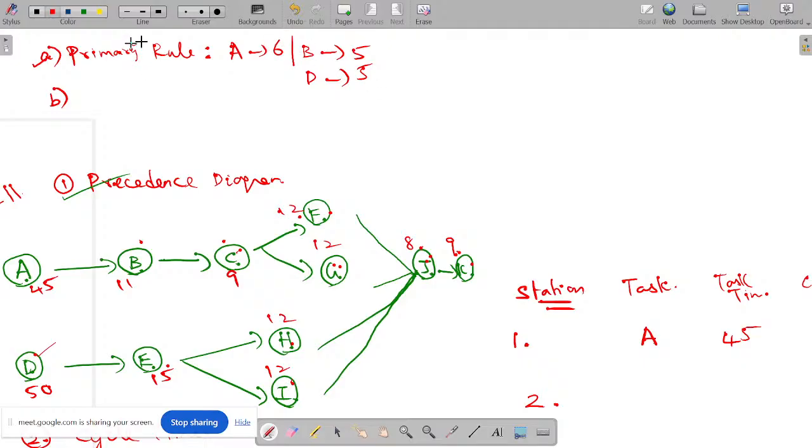See, first the primary rule we apply to understand which job the first workstation needs to have. That's a primary rule. How do we do the primary rule? We take one activity, we check how many stations are followed after the activity.